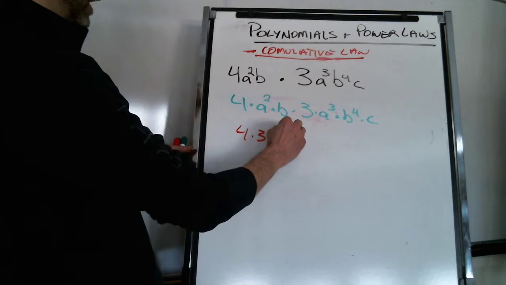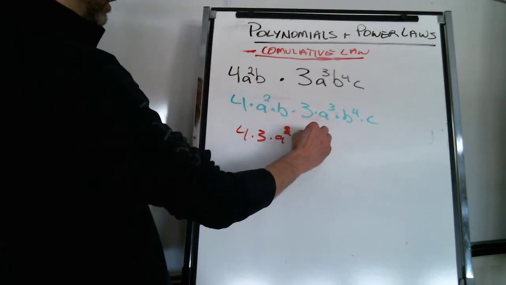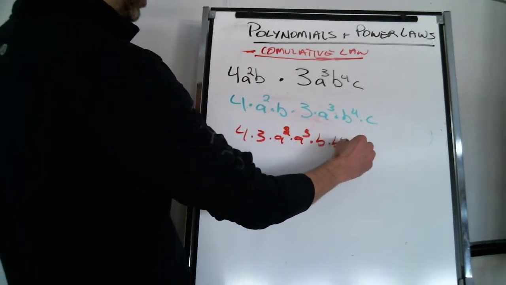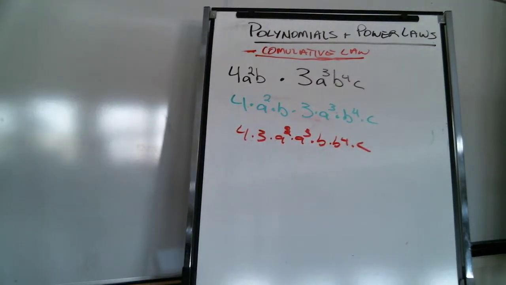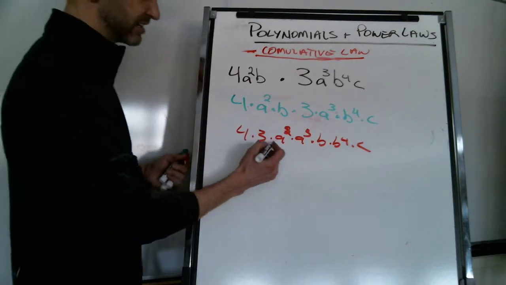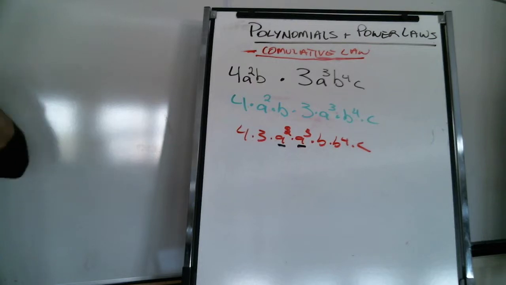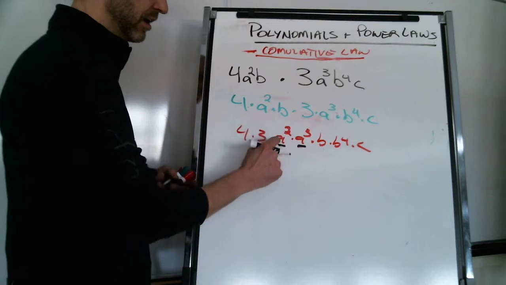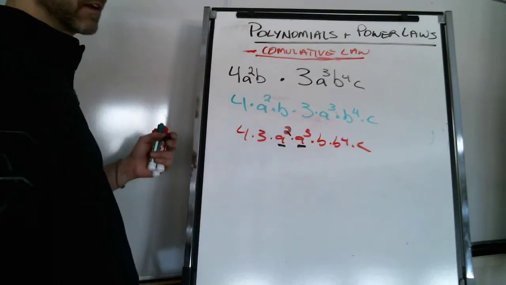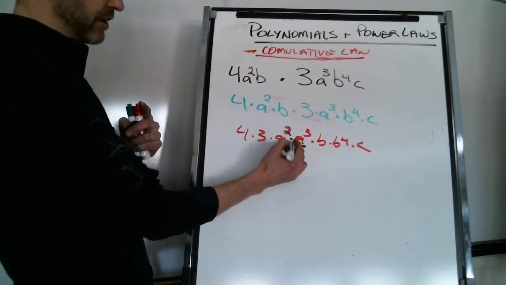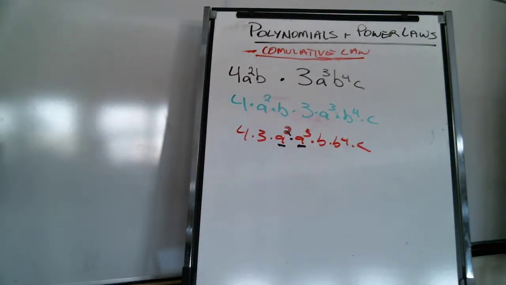4 times 3 times A cubed squared times A cubed times B to the 4 times C. Do you see anything up there that may have the same base? Is A also the same as A? Is that the same base? Well, A and A are the same. Yeah. So how would I deal with these exponents? They're multiplied together. What power law do I use?